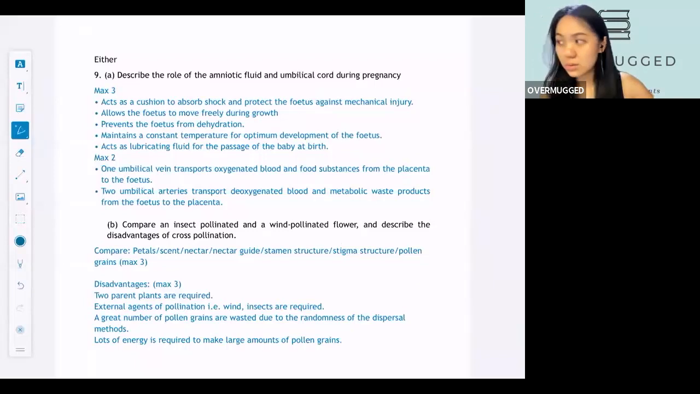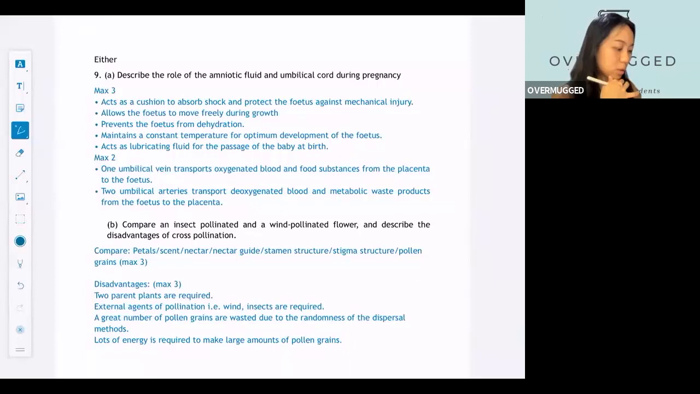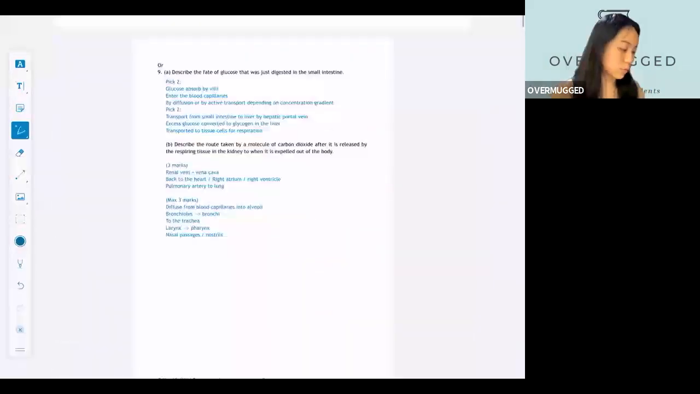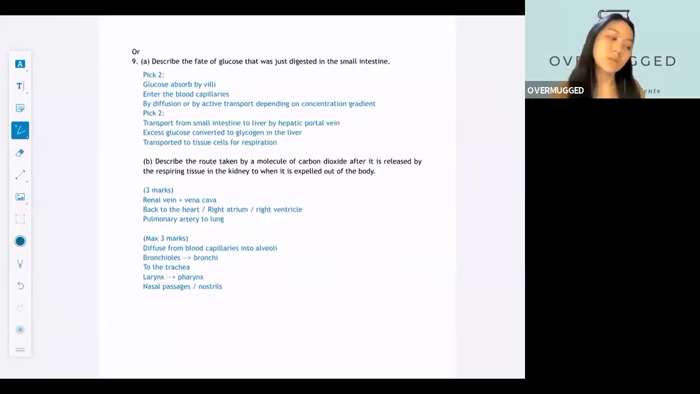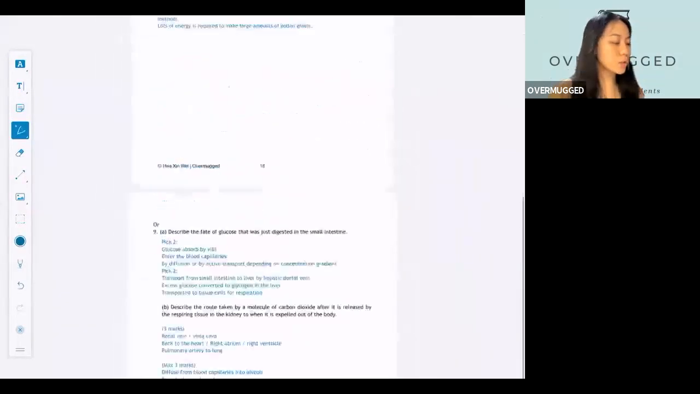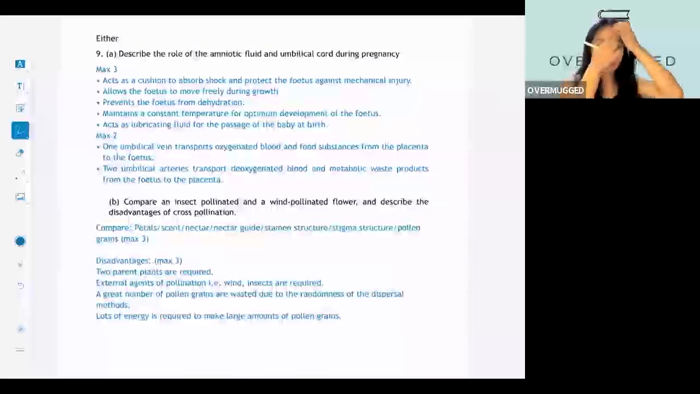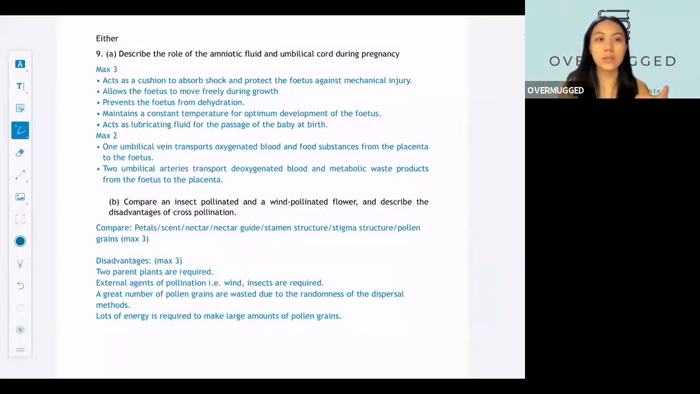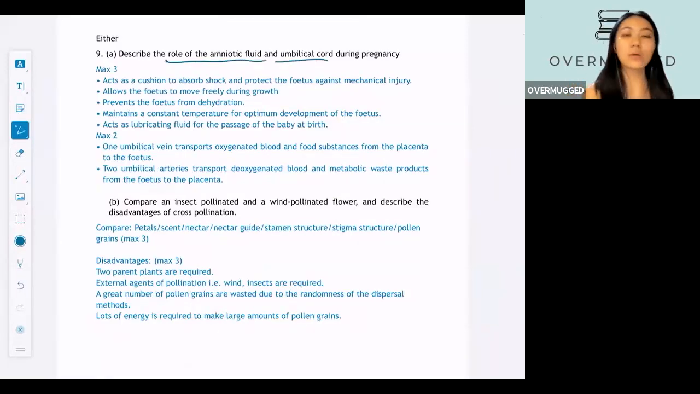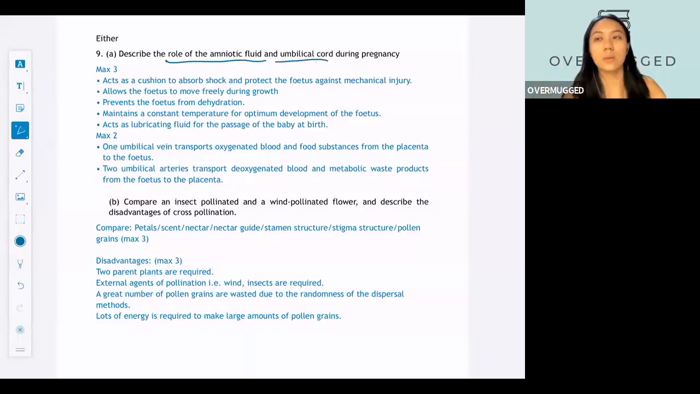Question nine, a lot of people say either. Quite a lot of people also mentioned they need help in this. But this question should be actually, let me see, question 10. Can't remember. Yeah, I think for question 9, the either is supposedly that you really just memorize and then you just put the whole chunk in, right? The role of amniotic fluid and umbilical cord. This one is really very straightforward, right? It's just the different functions of amniotic fluid and the different functions of umbilical cord.